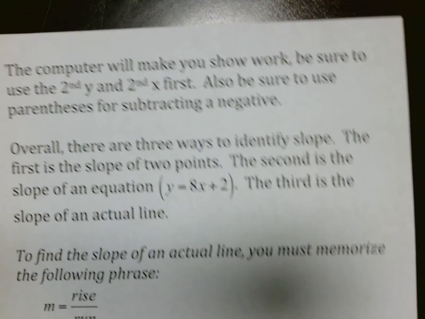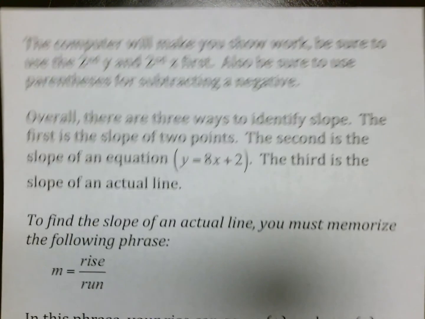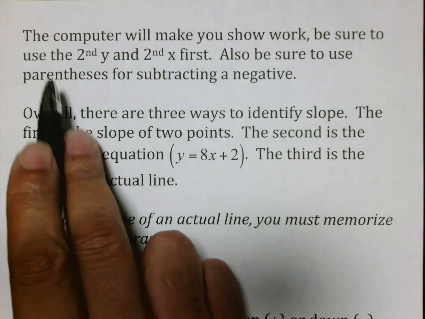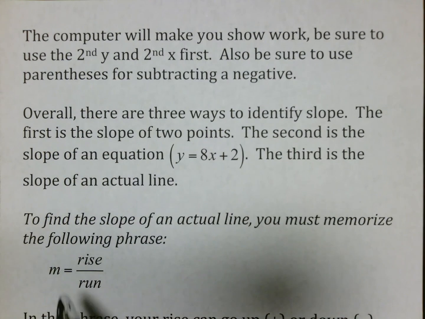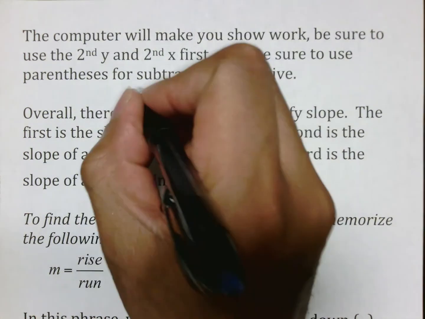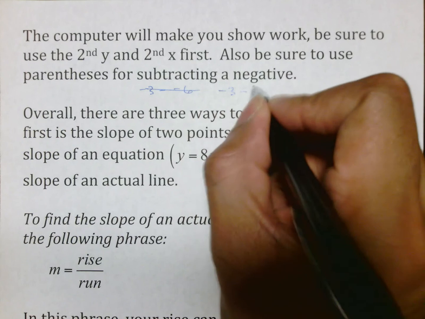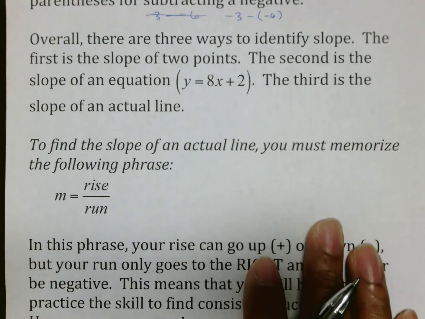Now, of course, as I said, today you are going to have to use the box form, but after that, I think the box form still makes you use the formula. So if you don't want to create the table, then that's fine after today. But today I do want to make sure you at least get that part. Again, the computer is going to make you show work. Be sure to use the second y and second x first, otherwise it's not going to work. Also be sure to use parentheses, so don't type -3 minus -6. You want to type -3 minus parentheses -6, and that way it'll recognize what you're doing.